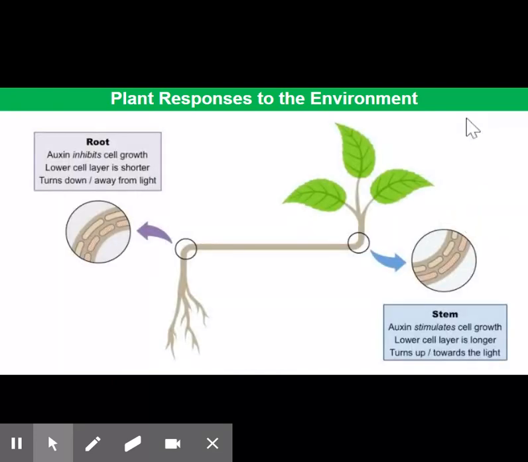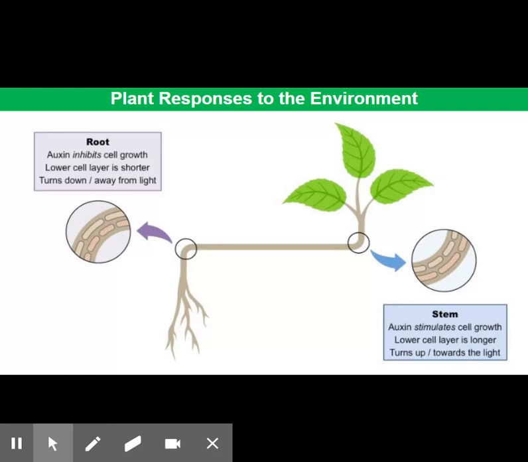Now, the effect that auxin has differs in the root and the stem. In the root, auxin is actually responsible for inhibiting cell growth. In this case, what we see is that the lower cells will become shorter, and this enables a turning down of the roots, away from light. In comparison, in the stem, auxin stimulates cell growth, as we've just seen. As it stimulates cell growth, this enables the stem to grow towards the light. The stem is positively phototropic, whilst the root is negatively phototropic.